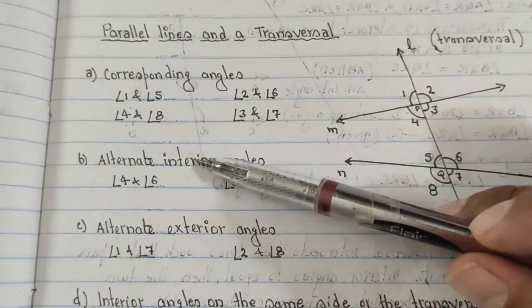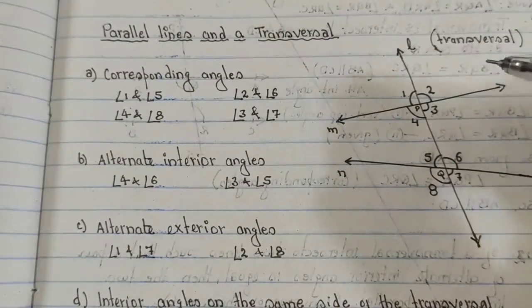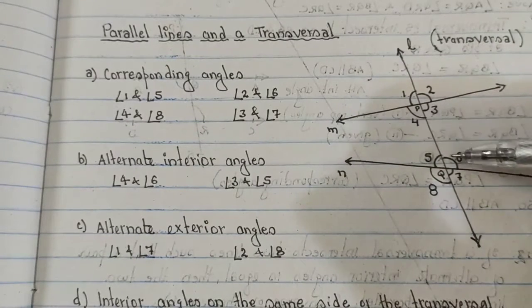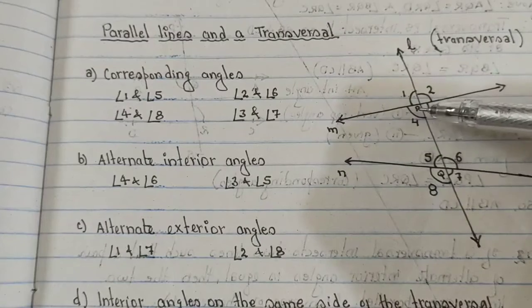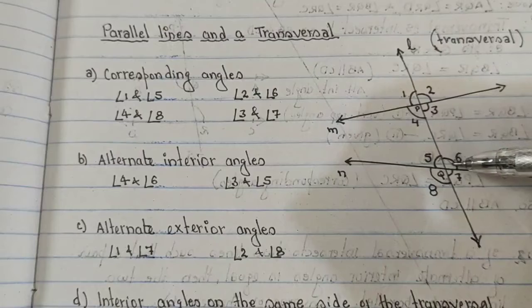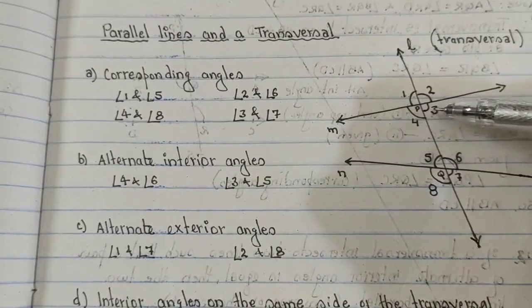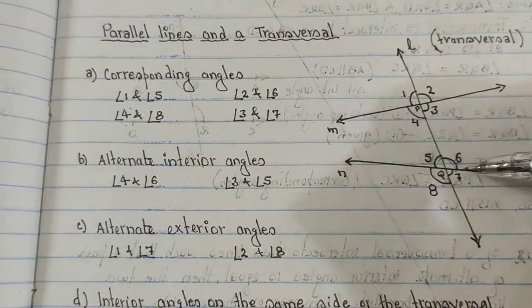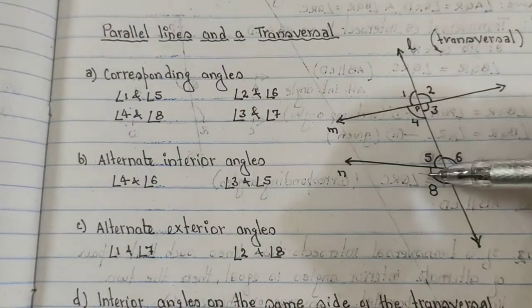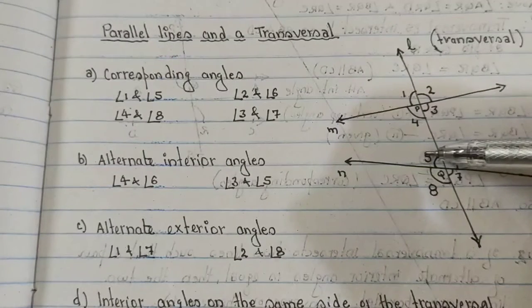Interior means inside. Alternate means opposite. So here inside angle 4, this is interior, and angle 6 is just opposite of this. This is the transversal, one angle on this side, the other angle here. Angle 3 and 5. These two angles are lying between these two lines, so these are called alternate interior angles.